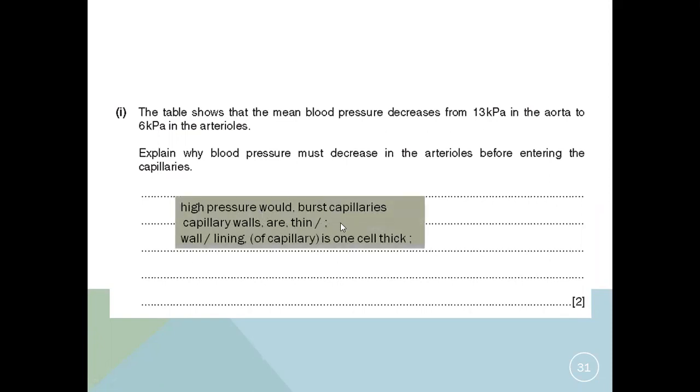High pressure would burst capillaries. Capillaries are thin, 1 cell thick, so the pressure should be decreased. If the blood entered at a high pressure like the 13 kPa mentioned here, the capillary might burst. Due to that reason it should be decreased.